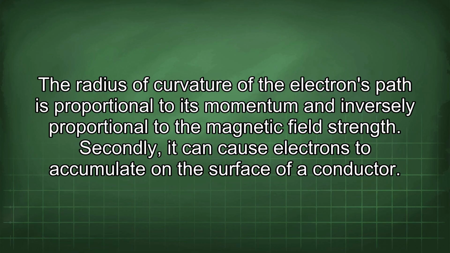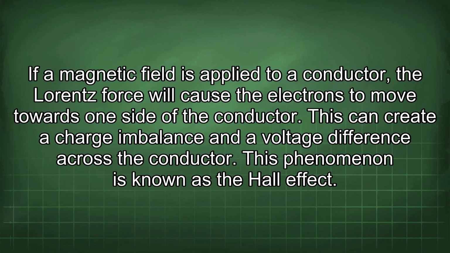Secondly, it can cause electrons to accumulate on the surface of a conductor. If a magnetic field is applied to a conductor, the Lorentz force will cause the electrons to move towards one side of the conductor. This can create a charge imbalance and a voltage difference across the conductor. This phenomenon is known as the Hall effect.